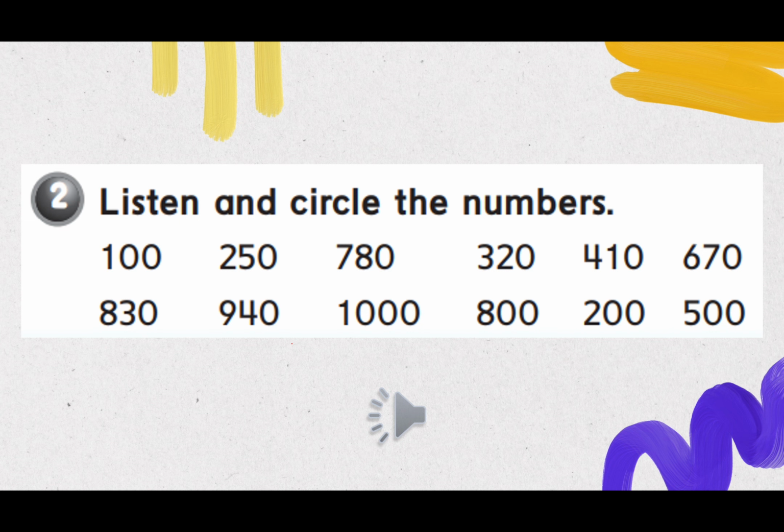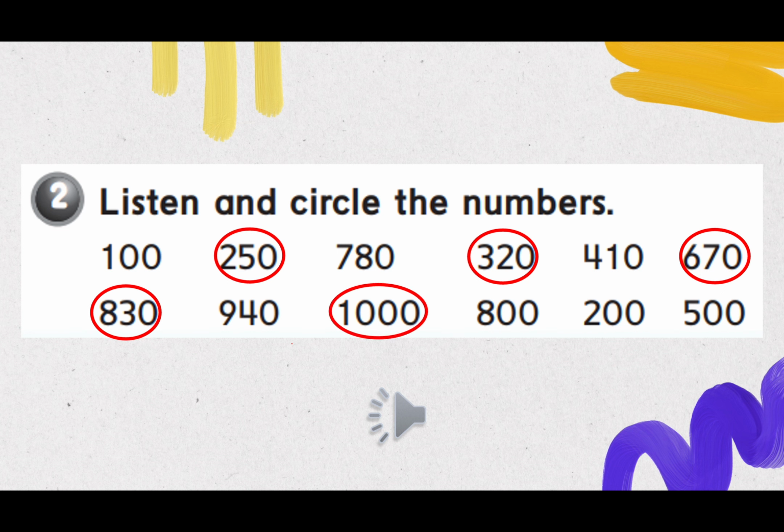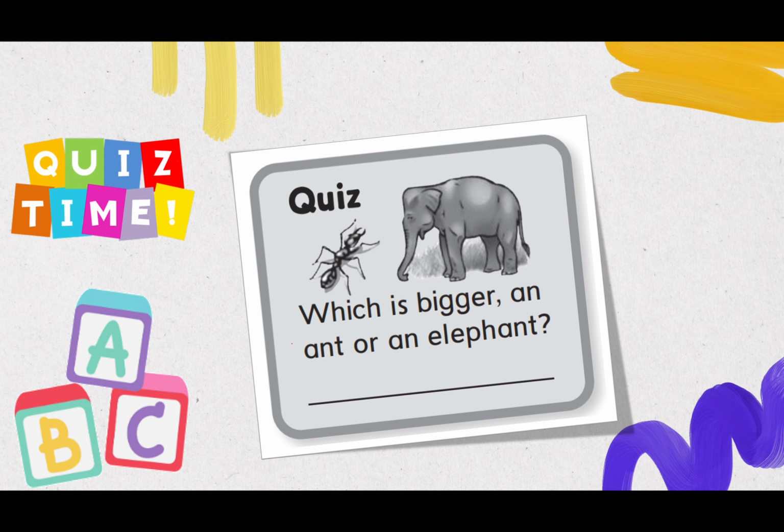Goal 48. I can count up to 1,000. 2. Listen and circle the numbers. 250. 320. 670. 830. 1,000. 500.